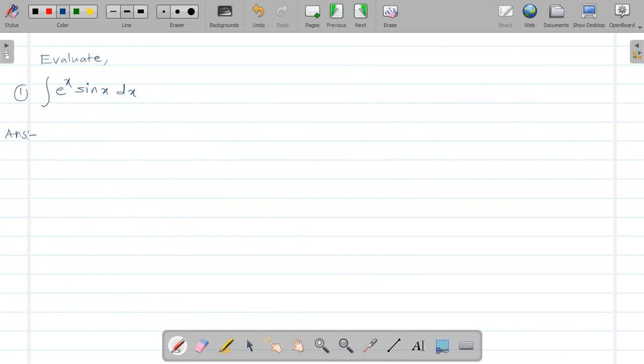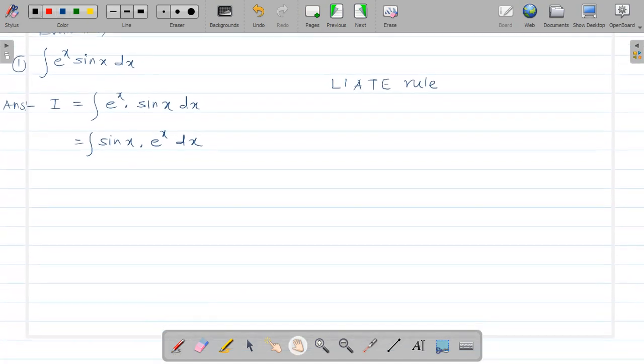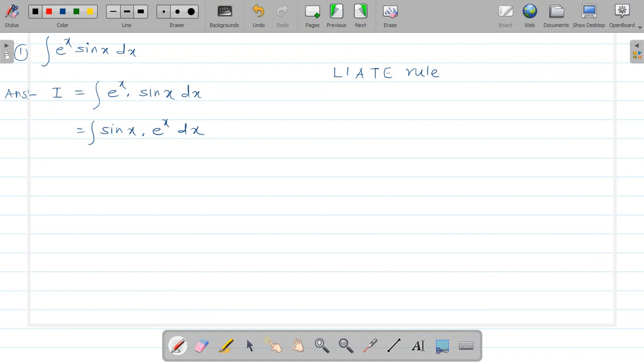Now see the function, evaluate the integration of e raised to x into sin x dx. Now let us consider I is equal to the given integration e raised to x into sin x dx. Now here there is an exponential function and there is a trigonometric function. So by LIATE rule, we have to select sin x first and e raised to x as a second function. Okay, now see, by rearranging the given function, how will you integrate this? By using the integration by parts rule.